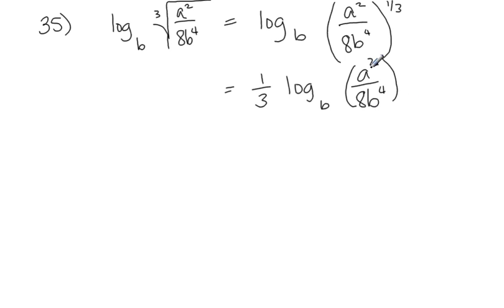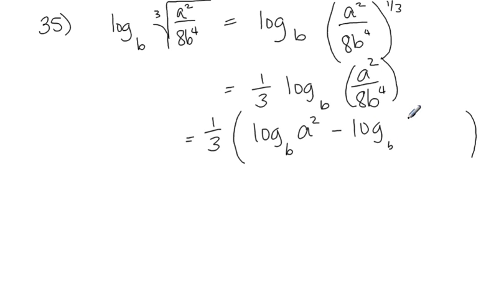And then let's use our quotient rule. So that would be 1/3. And as I break this apart, that 1/3 is going to be multiplied by anything that I break apart in this argument. So it's 1/3 times, I've got log base b of a squared minus, using the quotient rule, log base b of that entire 8b to the 4th. And then I'm going to continue to copy down that 1/3. Be careful not to leave it off.